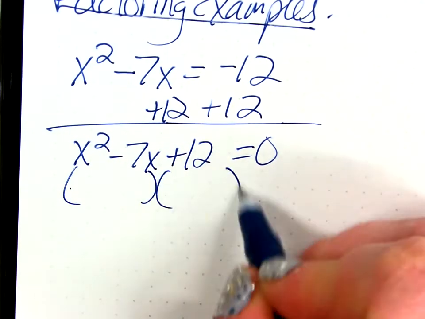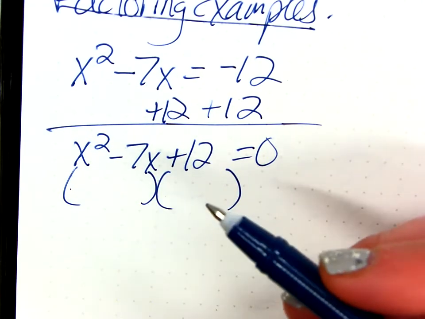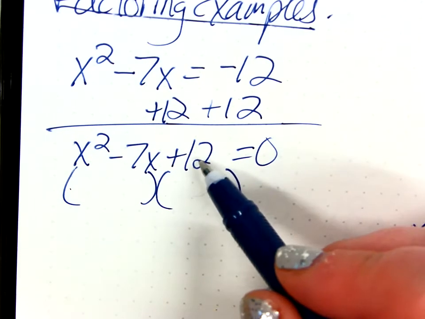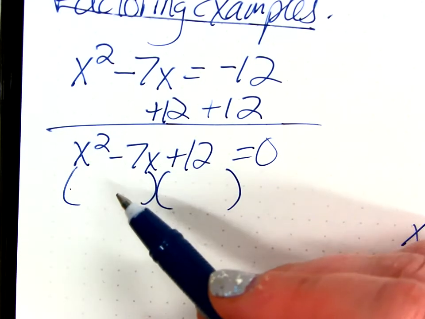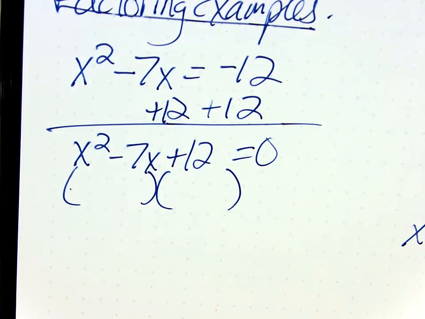So I'm looking for factors of 12 that add up to be a negative 7. First of all, how could factors of a positive number add up to be a negative number? What must be true about those two factors? They're both going to be negative. Because essentially, remember what factors are. They're just two numbers that you multiply together to get a bigger number.